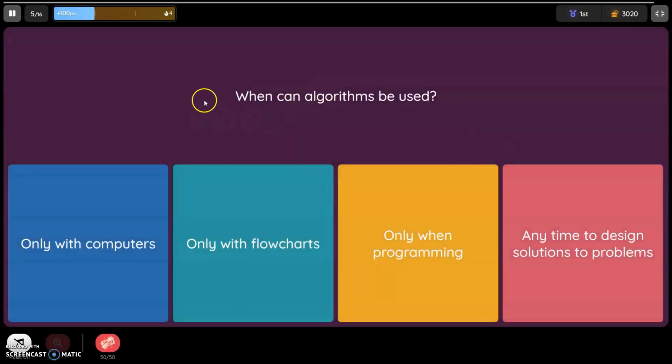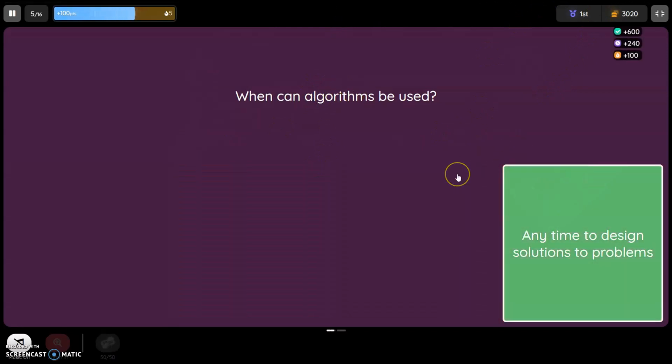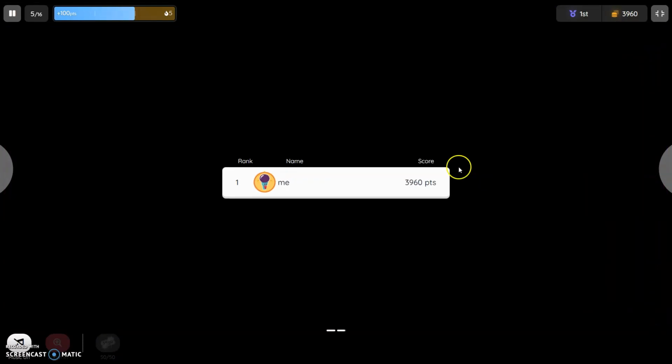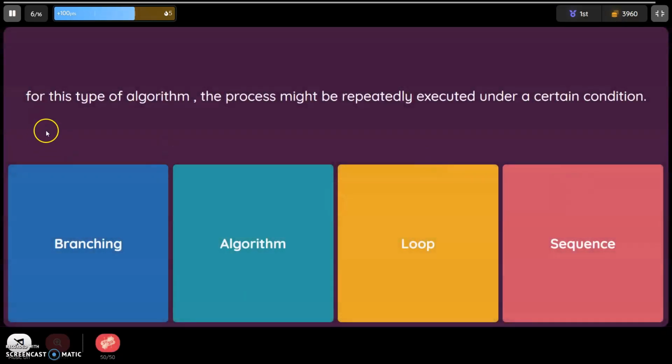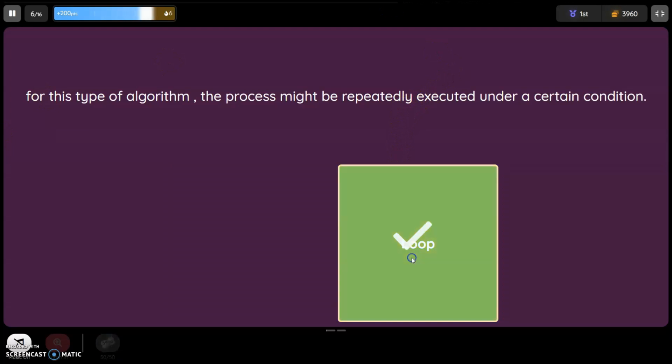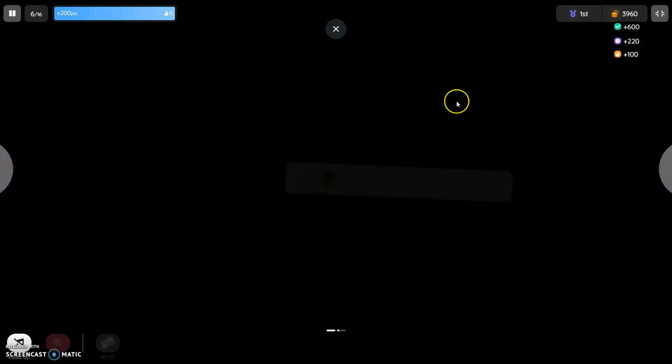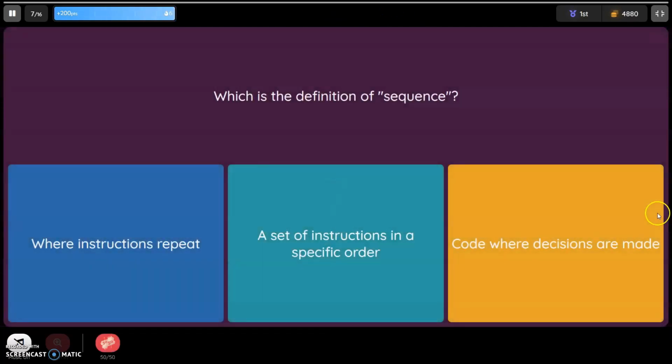Okay. When can algorithms be used? Only with computers? Flowcharts? Programming? Anytime? What do you think? I think it's anytime. As I said, in reality and in programming, like a cup of tea or a computer. For this type of algorithm, the process might be executed under a certain condition. For this other type, the process might be repeatedly executed. The word repeated means iteration, every time a loop repeats.